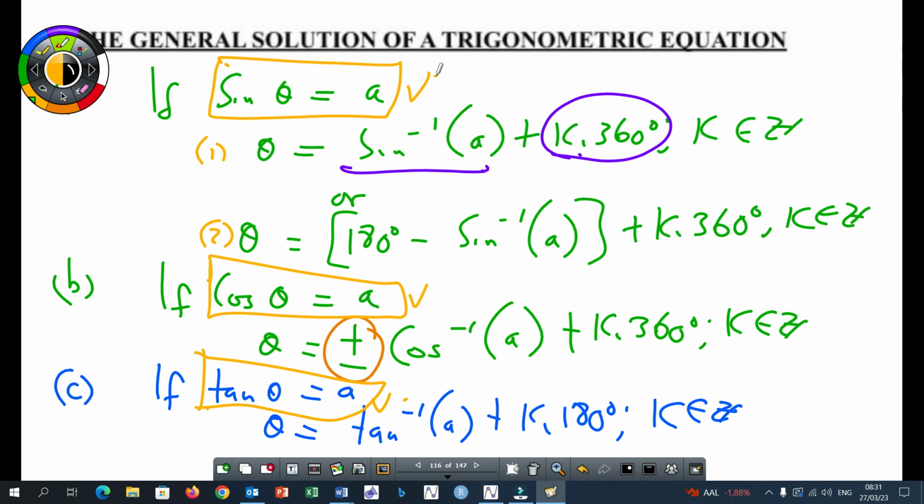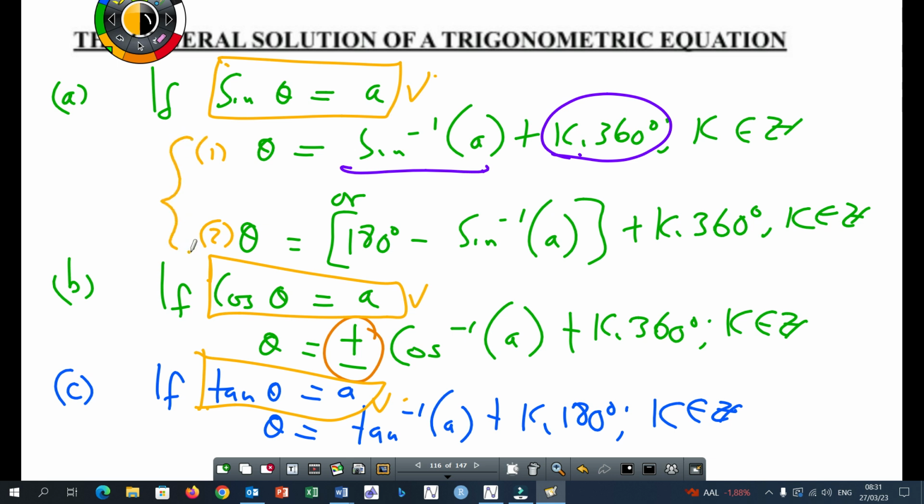Okay. I think I'm done with what I wanted to say. I don't think I've got anything more. You memorize this, what I wrote here, A, B, C. Be aware that there are 2 general solutions for sine, 2 for cos.